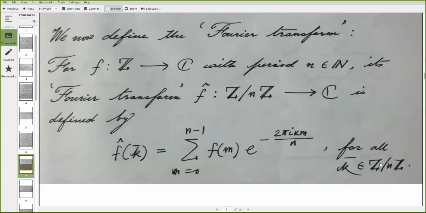You should always keep in your mind the similarity with the case over the real line. Once you observe that similarity, there should not be any problem understanding this definition for functions over Z.